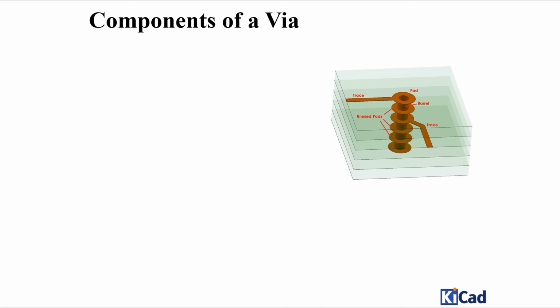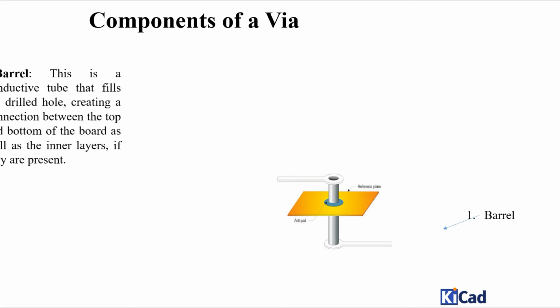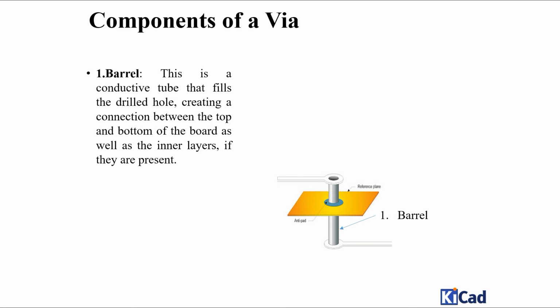The next topic we will discuss now is the components of via, that is, what components a via is made of. The first thing is the barrel, the second part is the pad, and the third is the anti-pad. So what is the barrel? This is a conductive tube that fills the drill hole, creating a connection between the top and bottom of the board as well as the inner layers if they are present.